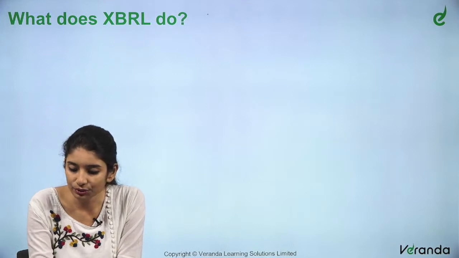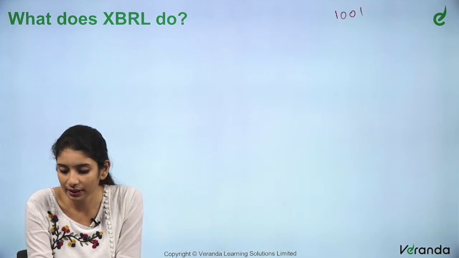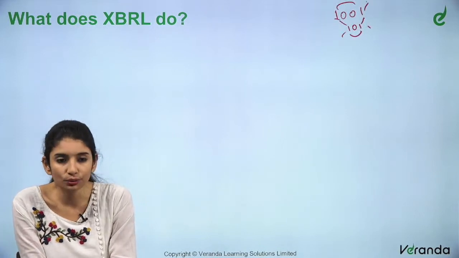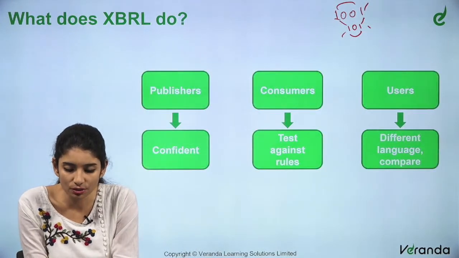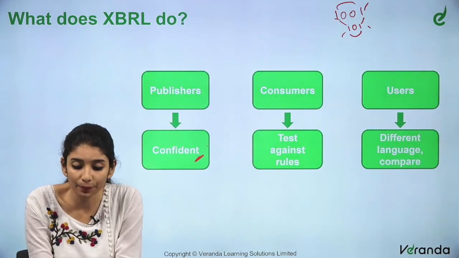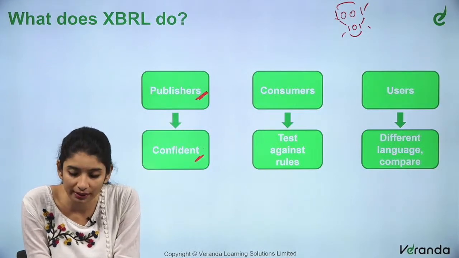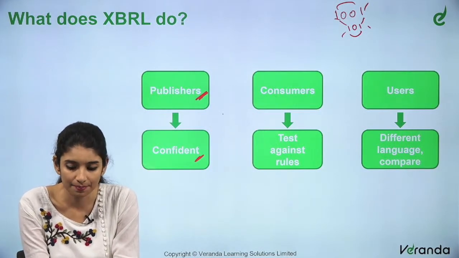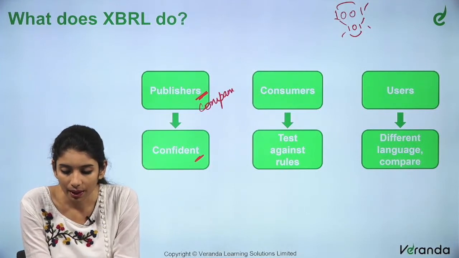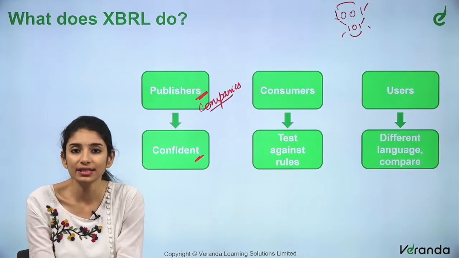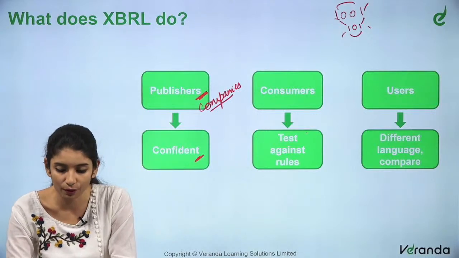What does XBRL do? Now this question is a little tricky. It provides confidence to the publishers that the data they have published is right. Publishers means companies. Companies believe that the data they have given is right because it is in the XBRL format.